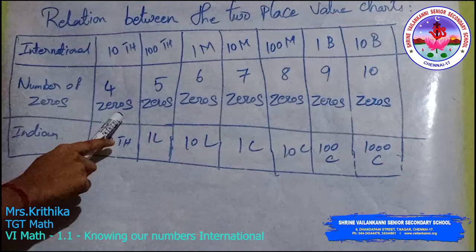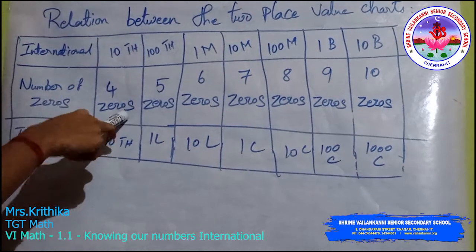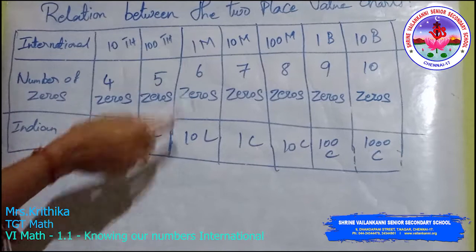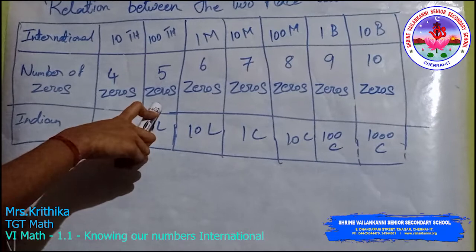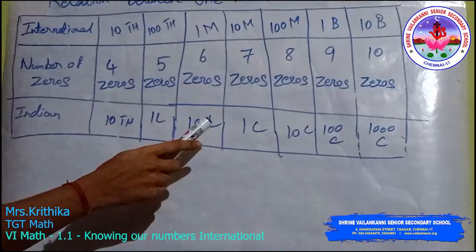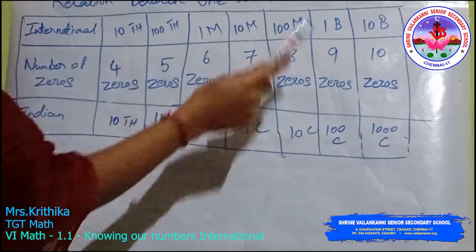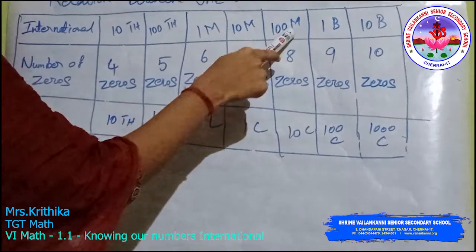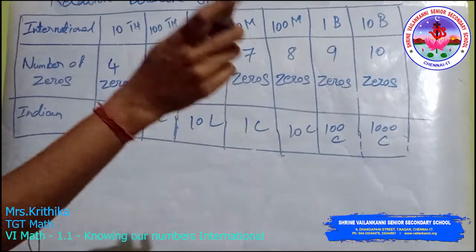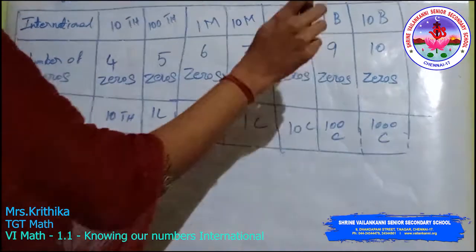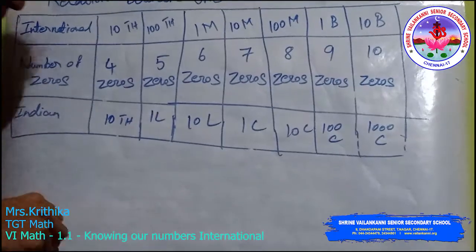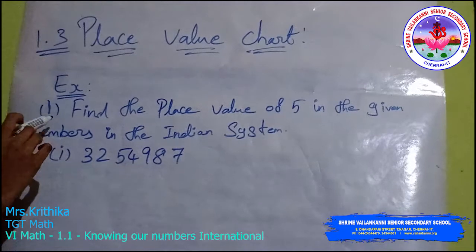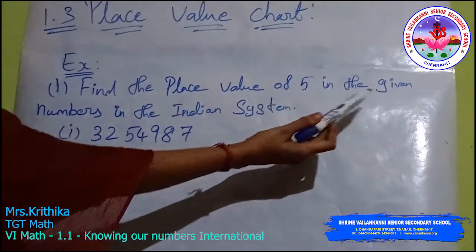Next one is the relation between the two place value charts. International, Indian system, number of zeros. International system 10,000, Indian system also 10,000, 4 zeros. International system 100,000, in Indian system we will say 1 lakh. We will have 5 zeros. 1 million, here 10 lakhs. 10 million, 1 crore. 100 million, 10 crore. 1 billion, 100 crores. 10 billion, 1000 crores.